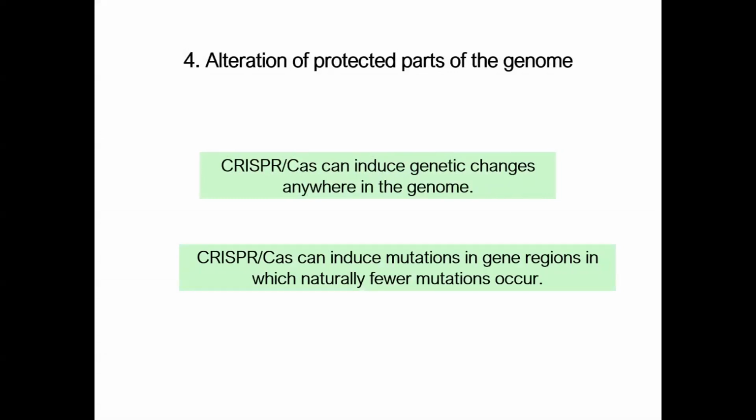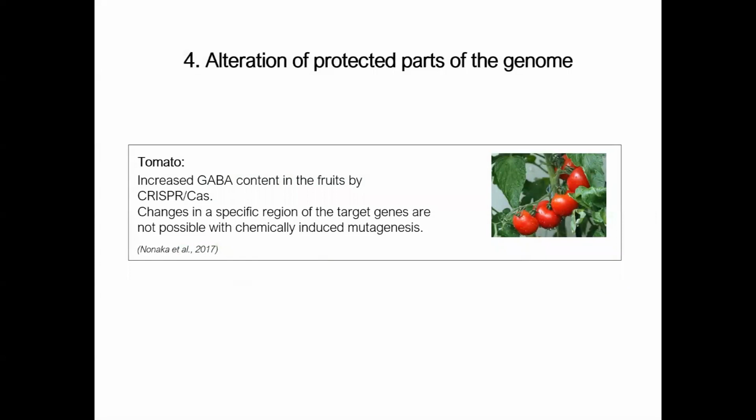Using CRISPR-Cas, it is possible to change gene regions in which mutations are naturally very rare. I also have an example for you. In this study, a specific region of the target genes was altered with CRISPR-Cas in such a way that the fruits of the tomatoes contain more GABA, a neurotransmitter, which is supposed to have an antihypertensive effect. Chemical mutagenesis has not yet been able to introduce a mutation in the specific target region, whereas CRISPR-Cas has.